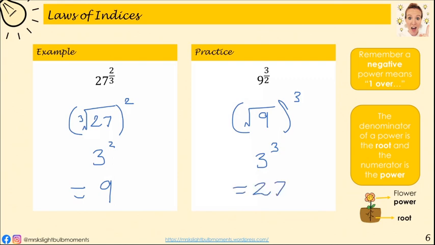You might have noticed these are the inverse of each other. We got from 27 to 9 in the first one and from 9 to 27 in the other. That's because the fractions we used were reciprocals. They were flipped upside down, 2/3 and 3/2.